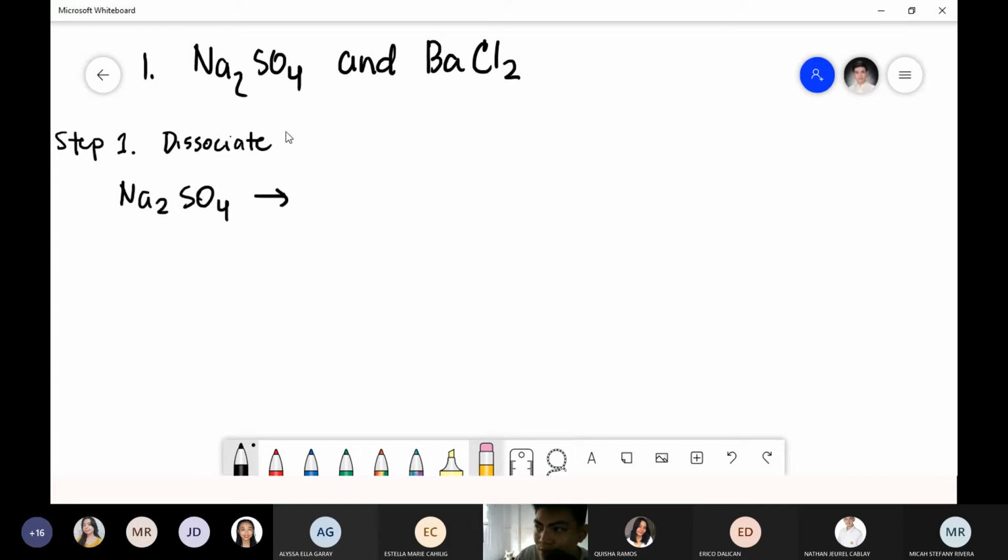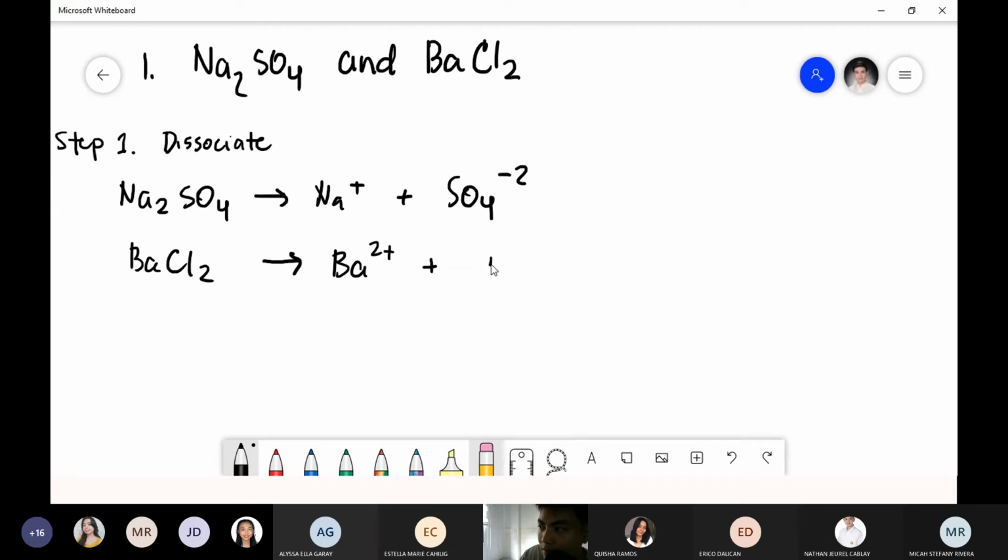So, you do this. You dissociate everything so that you can know your ions. So, what are the ions that can be formed here? Na+, SO4, negative 2. Dito, ano yung ions na mapaform mo? Ba2+, then you have Cl-. Okay? So, yun yung first step ko.